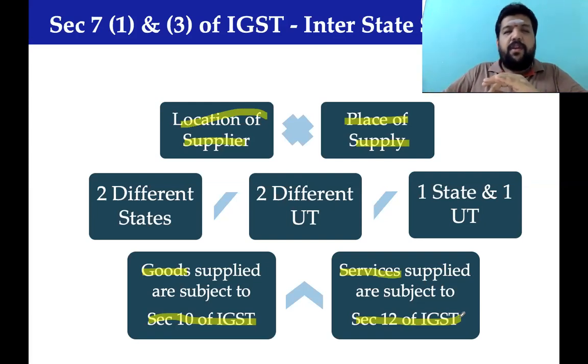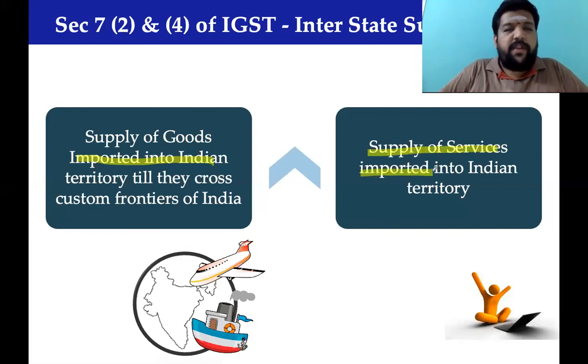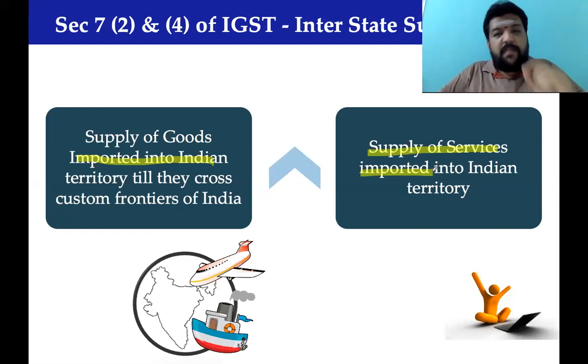A very important discussion, followed by in case of import of goods. In case of import of goods, though there is a separate section for determination of place of supply, government wants to make clear understanding. In case of import of goods, until the goods do not cross the customs frontiers of India, in other words, customs duty is not paid. In case of import of services, all those services imported into India, always, look at that wording, always it will be interstate supply. Section 7, subsection 2, discusses goods imported into India. Section 7, subsection 4, discusses services imported into India.